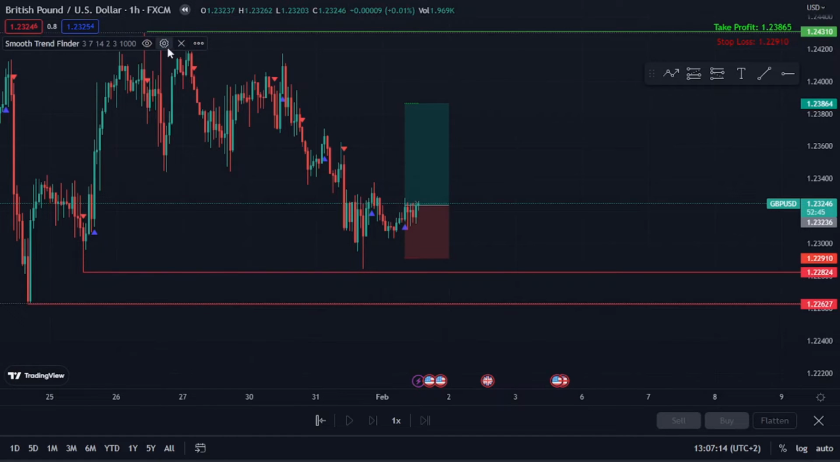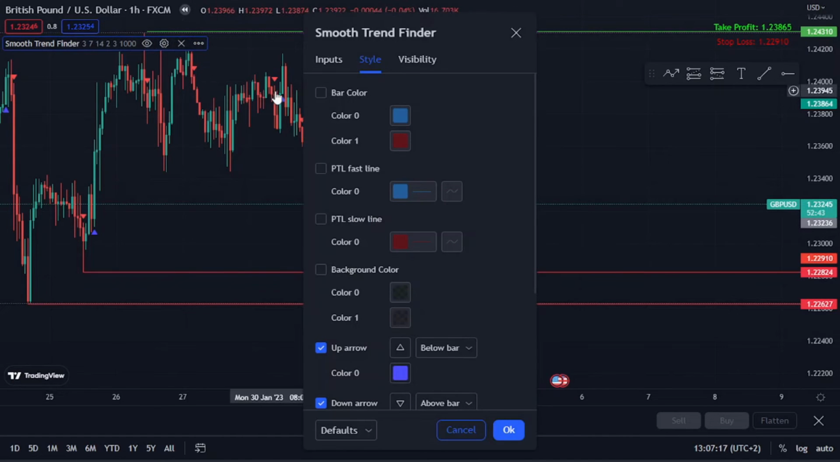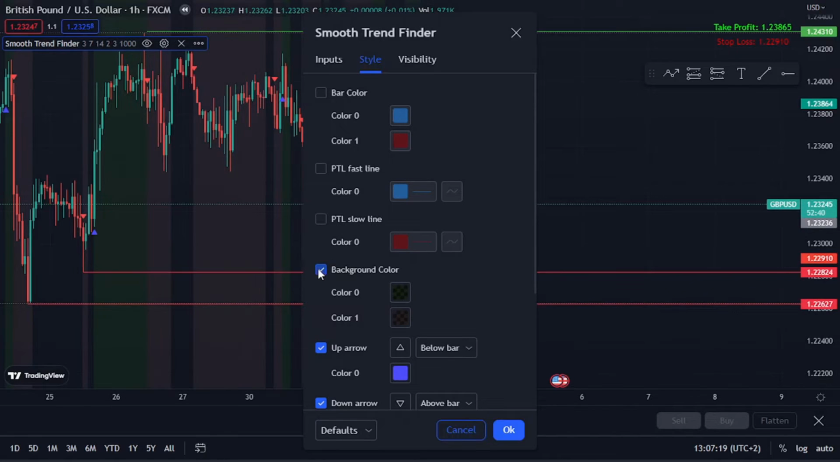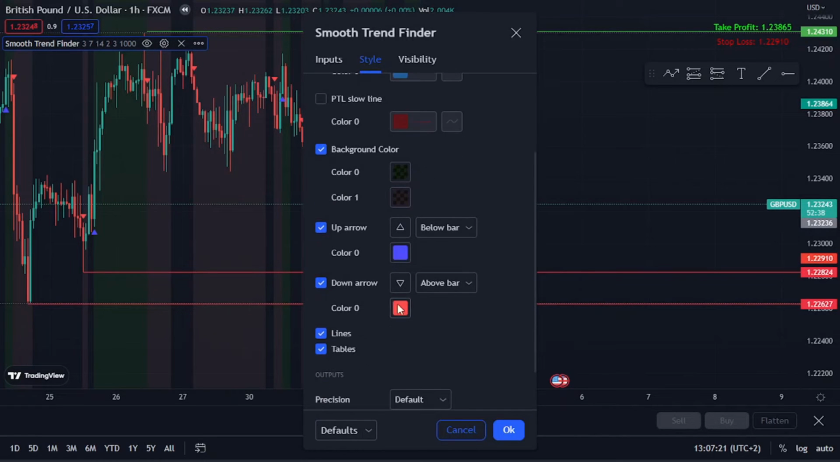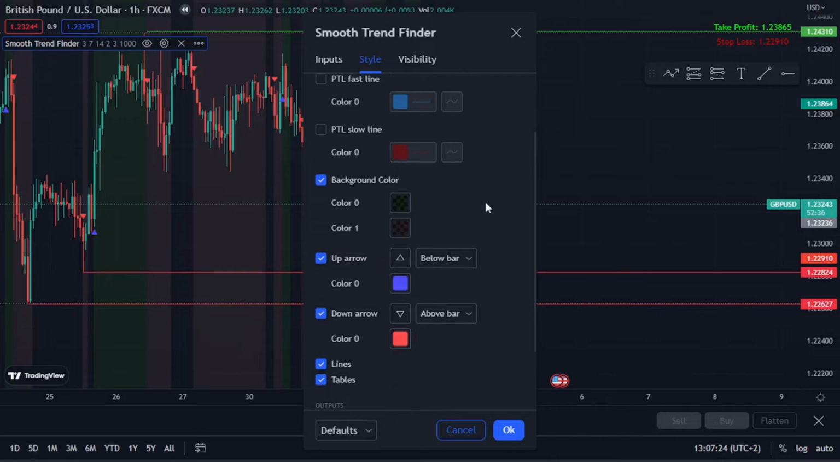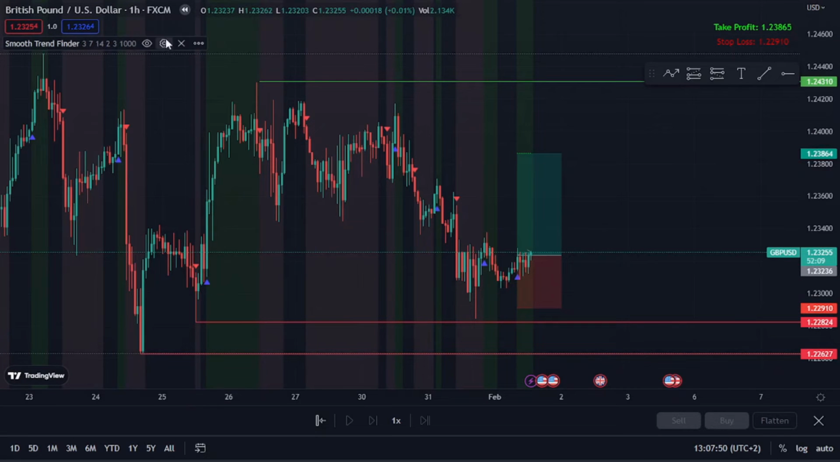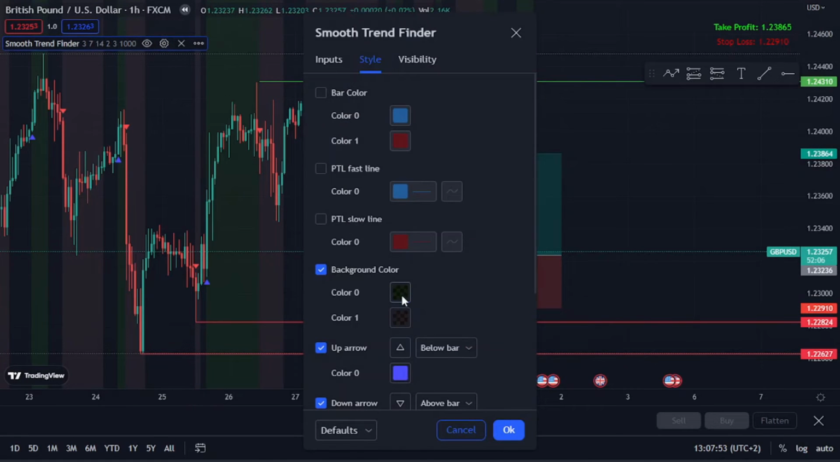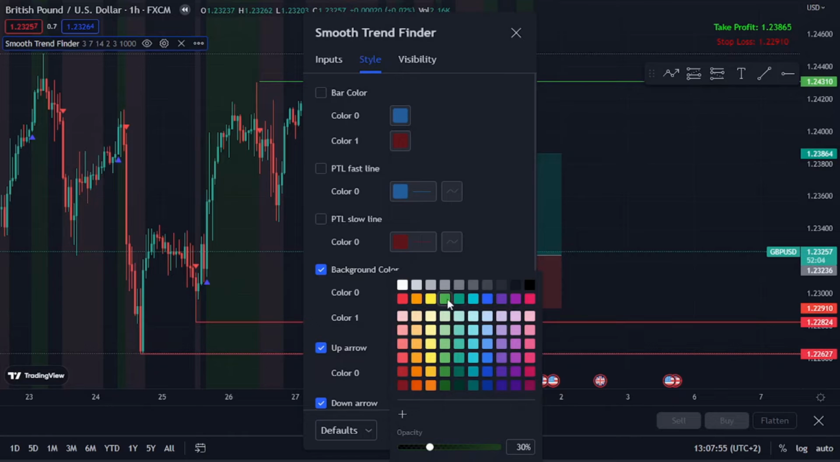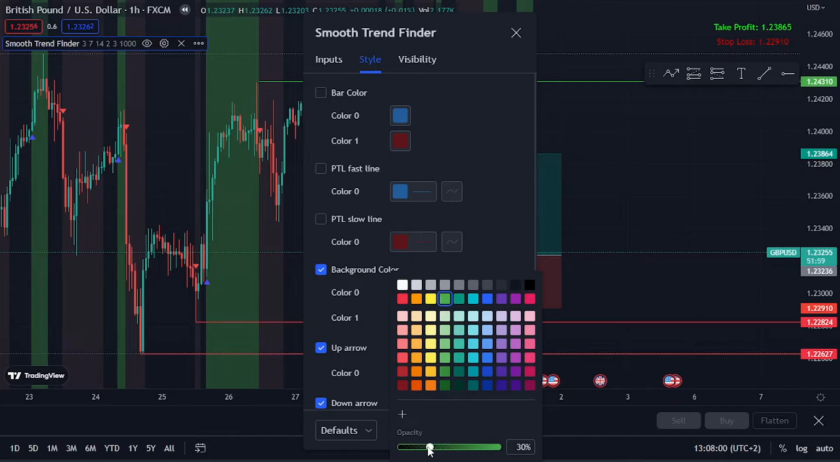By using the indicator and the arrows, it is very simple to identify entries in the market. You can also change the colors of your arrows and the different parts of the Smooth Trend Finder to build your own trading strategy. For example, changing the color and opacity of the different zones might make it easier to identify, and this would help you identify potential buy and sell zones.